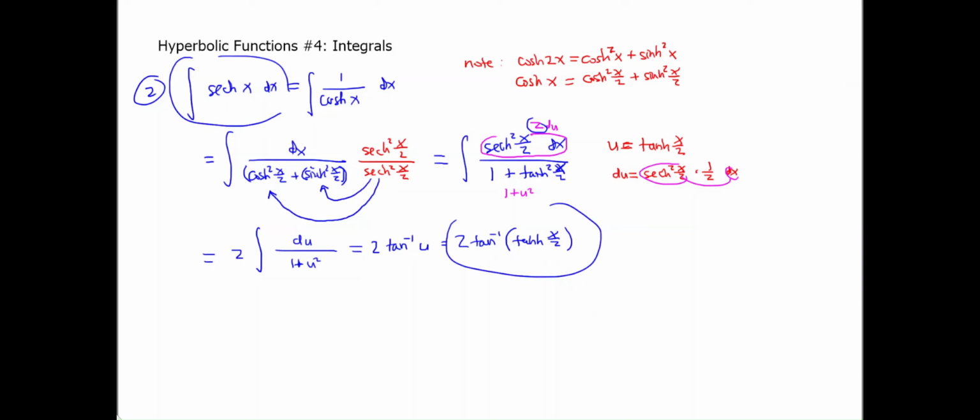There we go. Now I've shown you 2 ways to do this, and there's a common error that can be made. Let me explain what is true here and what is not necessarily true. Our first version of this, the integral of sec x dx, we found was 2 inverse tan of e to the x. And then the second time around, we found that this was equal to 2 times the inverse tan of the tanh of x over 2.